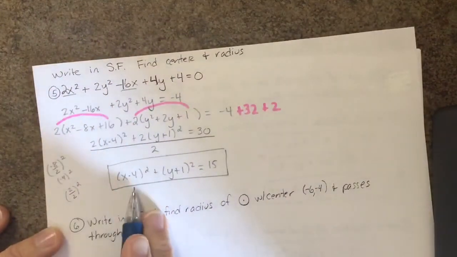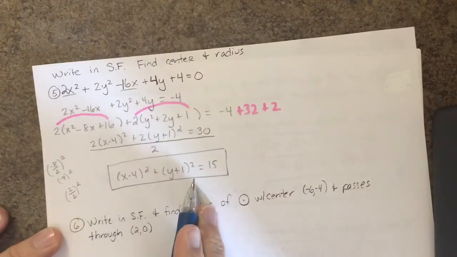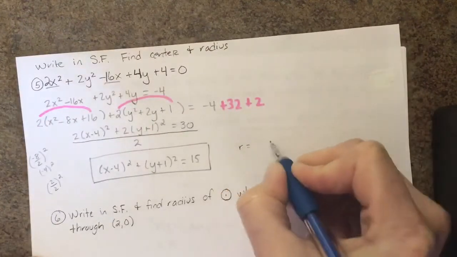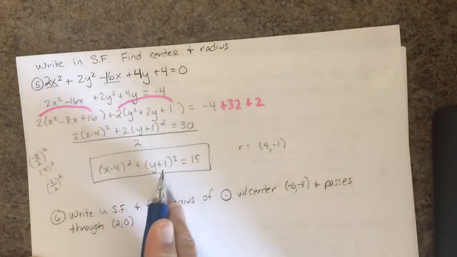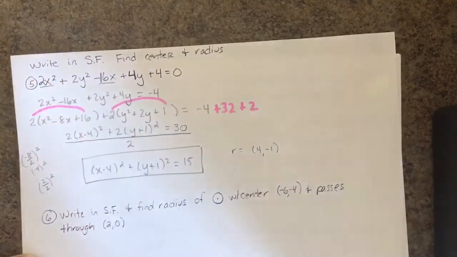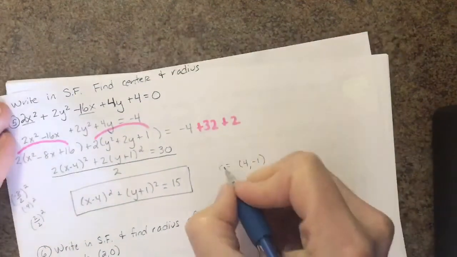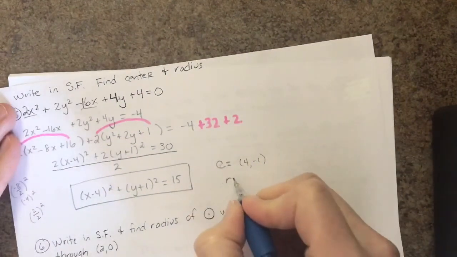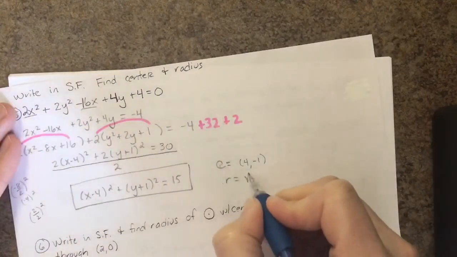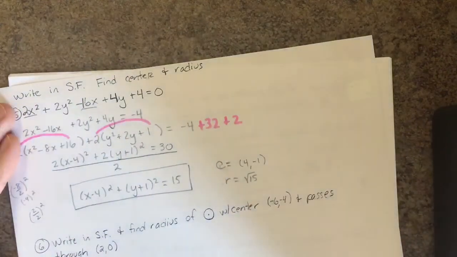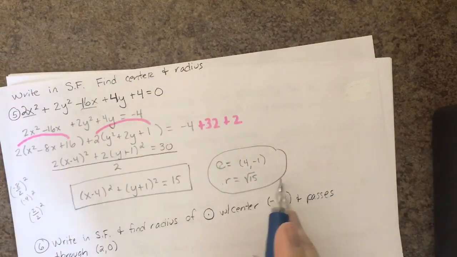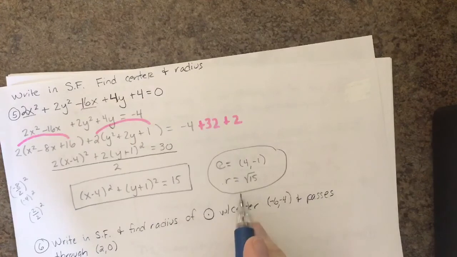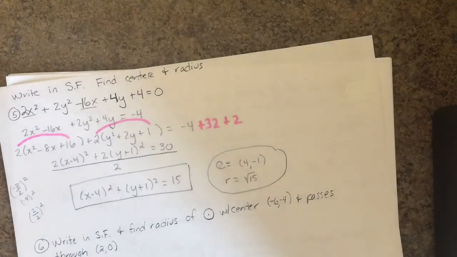This is the equation in standard form. It's really the only form for the circle. All right. The center is 4, negative 1. H is 4, K is negative 1. Radius, this is r squared, so square root 15, which is a little less than 4, about 3.9. So we have the center, we have the radius, and standard form. That was a long one.